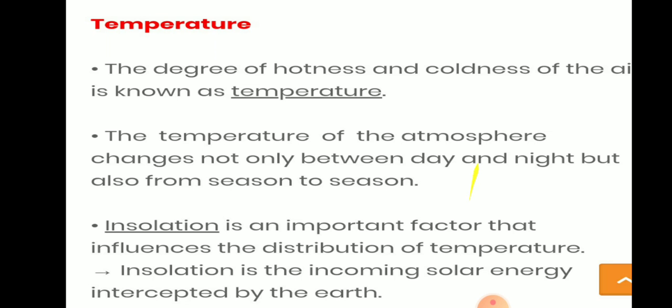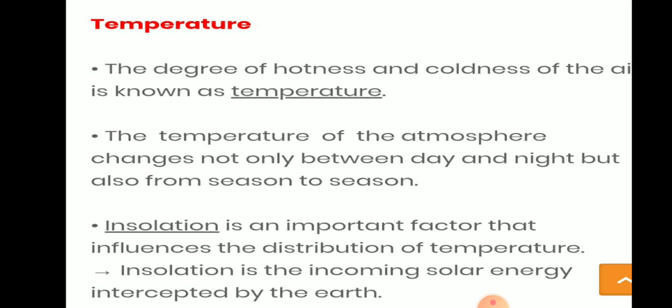Then, what are the factors which mark the changes in the temperature of the atmosphere? First, we have insolation. Insolation is an important factor that influences the distribution of temperature. Insolation is the incoming solar energy intercepted by the earth. So here we have the definition: it is the incoming solar energy received by the earth.